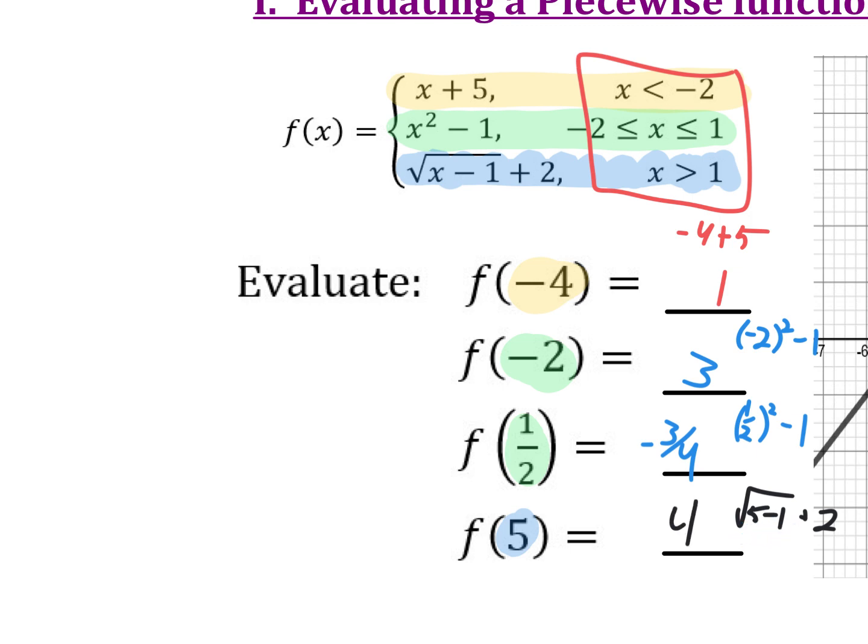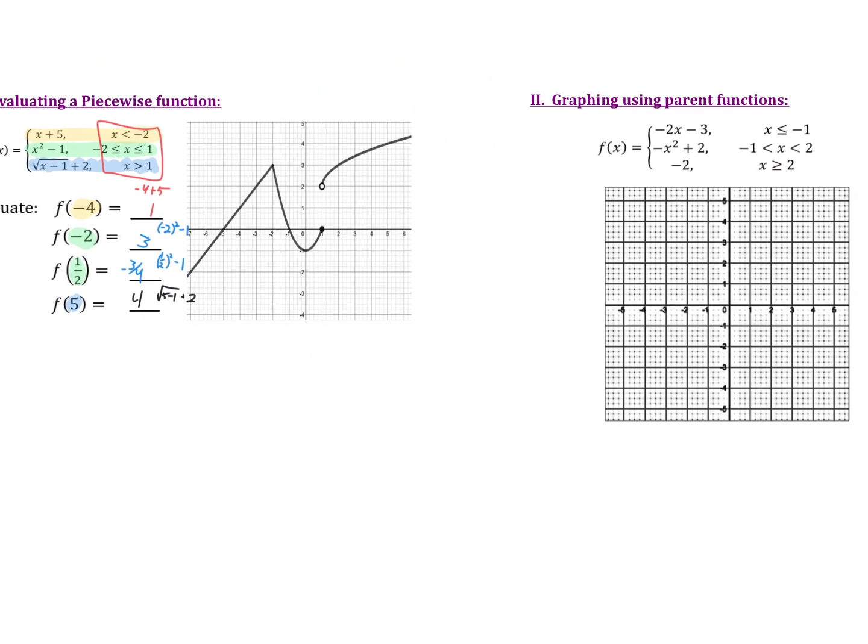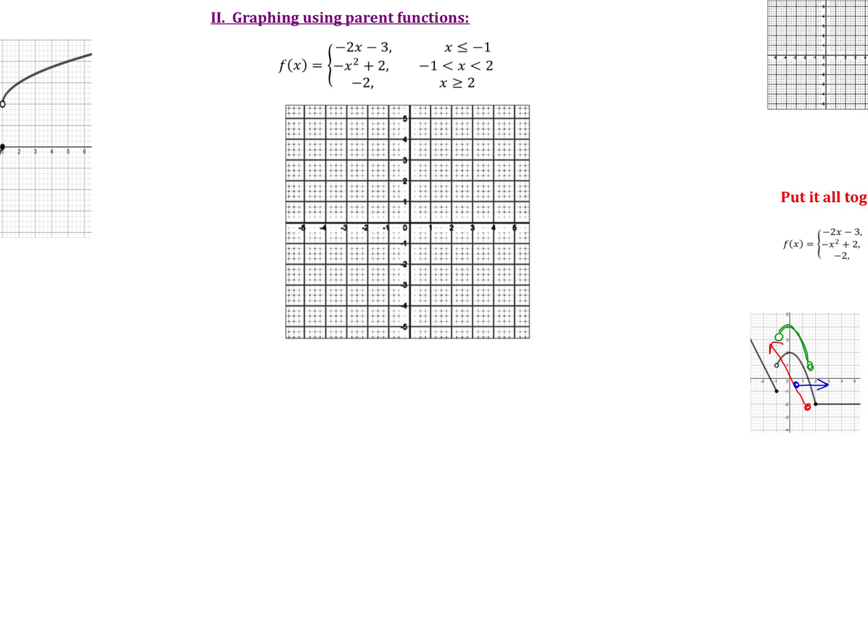Now let's confirm and see if that matches what we thought earlier. F of negative 4 is 1? Yup. F of negative 2 is 3? Yup. F of 1/2, I didn't know what that was, but now I do. It's negative 3/4. F of 5 is 4. So algebraically, we're getting the exact same thing that we got by looking at the graph. So now let's graph a parent function.